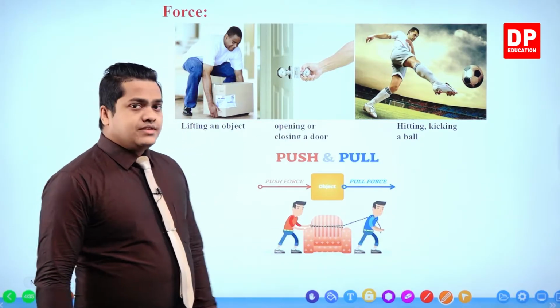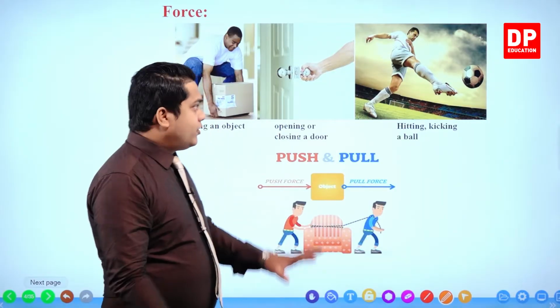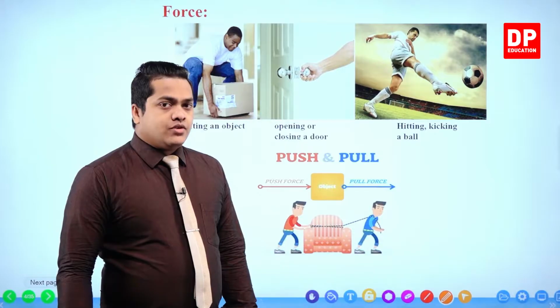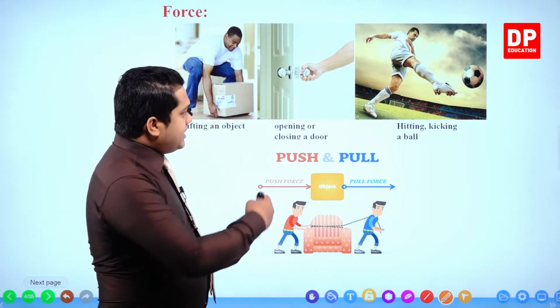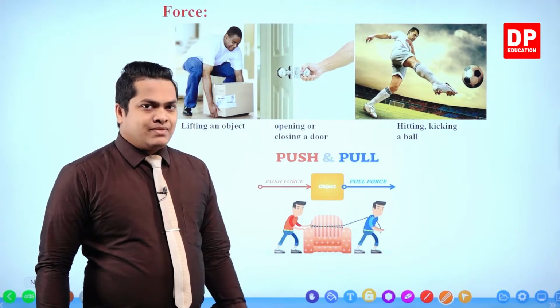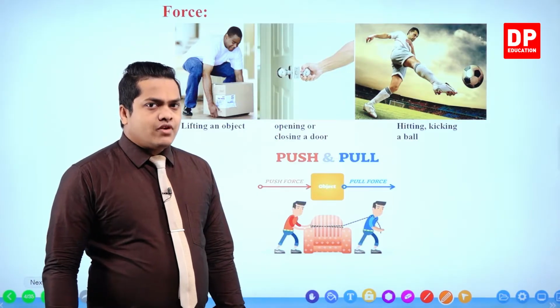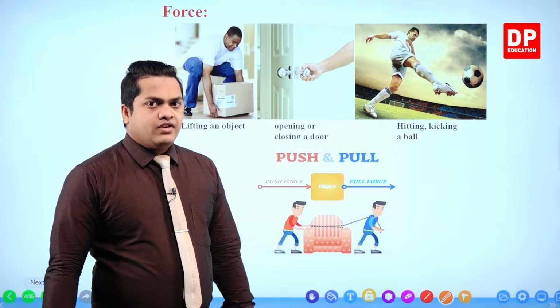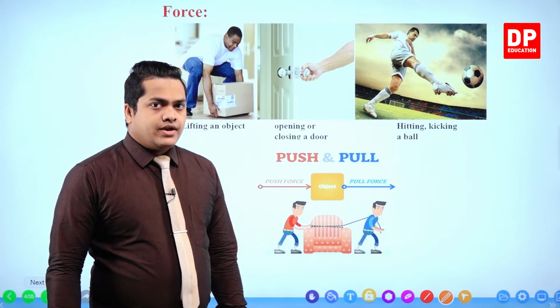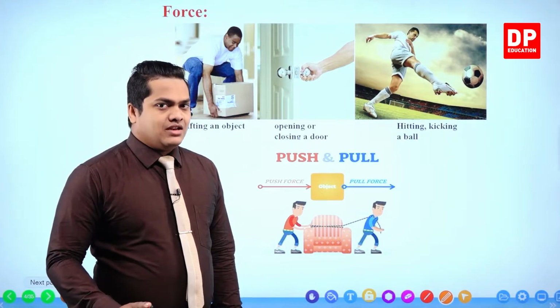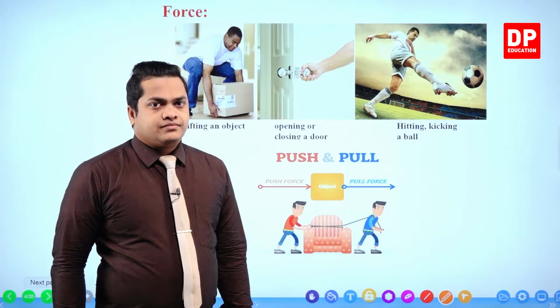In the second instance, when the person is applying a push, the door is getting closed. By applying a push, the door is moved to a different location. Or by applying a pull, he can open the door. So when pulling, the door is coming towards the person, and when pushing, the door is moving away from the person. No matter whether it is a push or a pull, the door is ultimately getting moved in a certain direction, right?